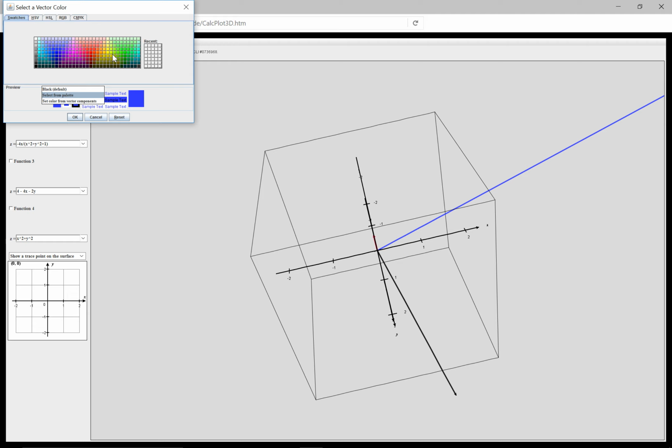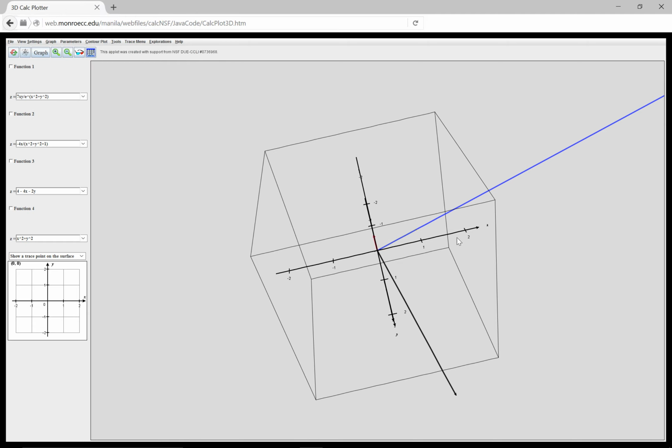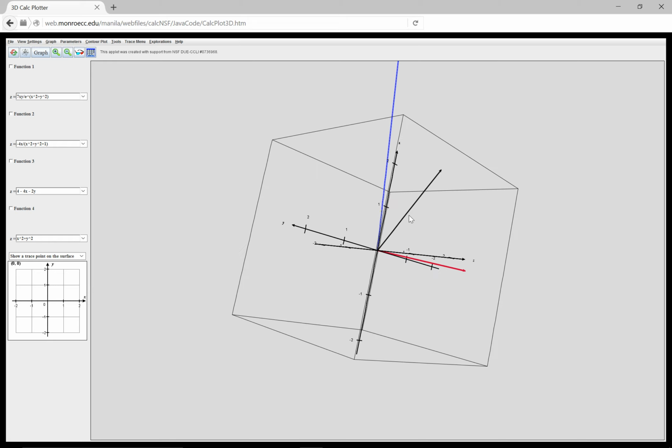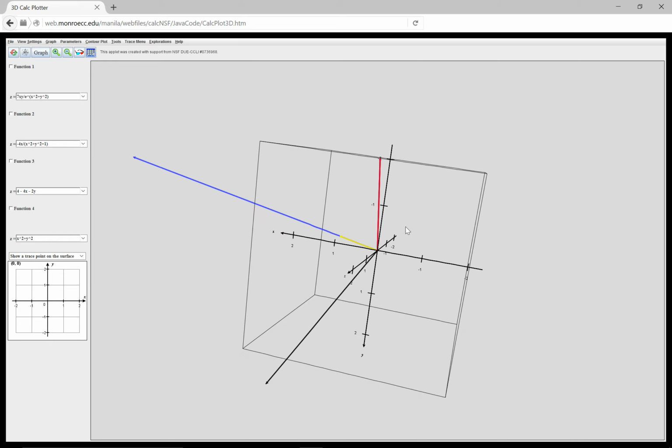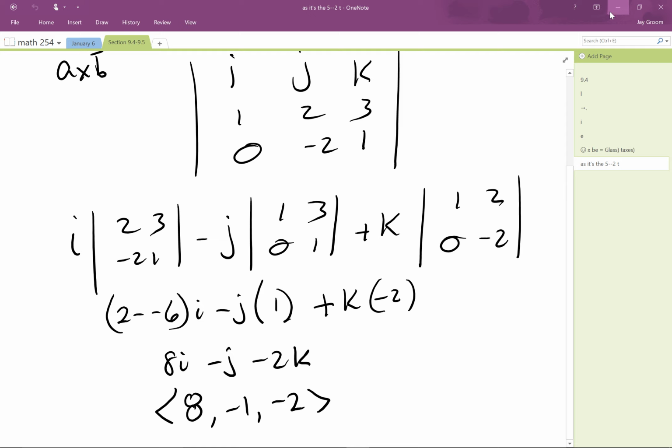of course that's where it's going to show up. So I'll pick this yellow maybe. And of course I don't see. Oh, there it is. You see it? Yeah, baby. Same direction as the blue, and it's 1 unit long. That's pretty cool. Okay? Nice. But it is also orthogonal to the other two. Okay? So that is 9.4 in a nutshell.